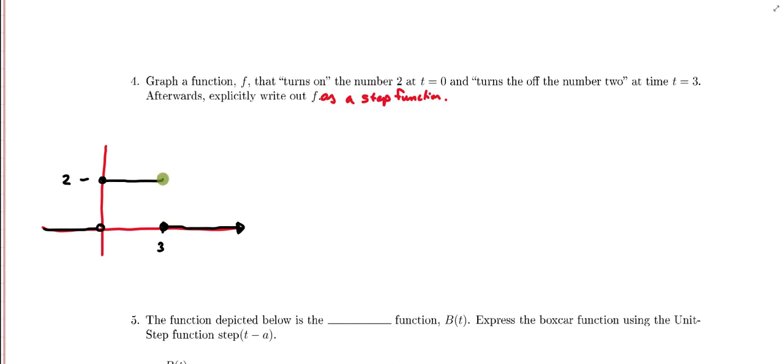So the first thing we could do is write this as a piecewise function, and this is nothing new. This is stuff that you've been doing for many years. We could say f of t, these are usually with t as our independent variable, f of t would be equal to 2 if 0 is less than or equal to t, which is less than 3, and 0 otherwise. There it is as a piecewise function.